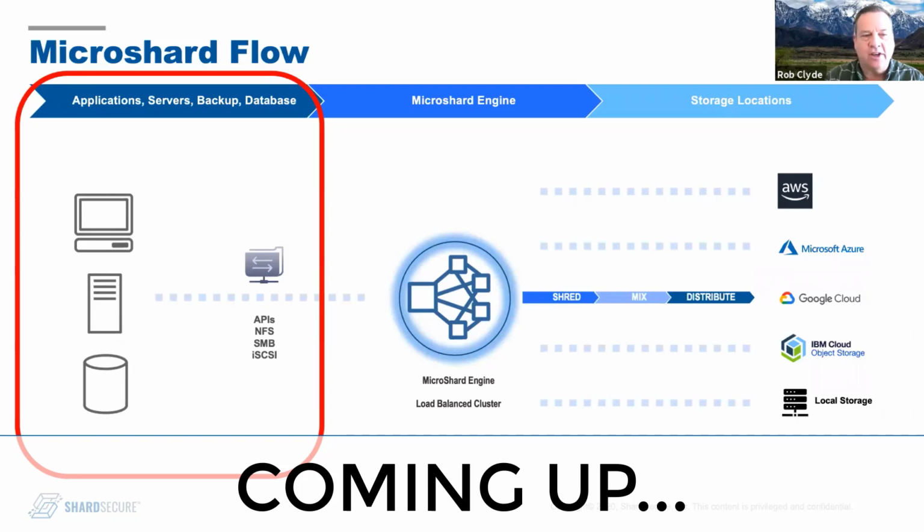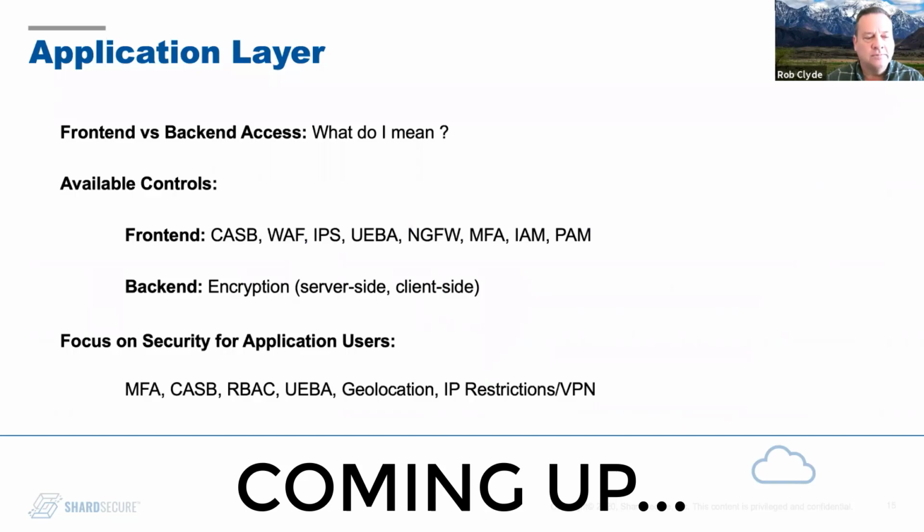This is always an area of concern because you don't have data just to secure it. You actually want to use it. So the applications are going to have access. Users that have credentials to use those applications are going to have access. What do we have to worry about when we're using microsharding for this particular area of the flow?